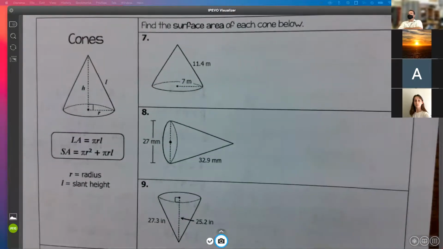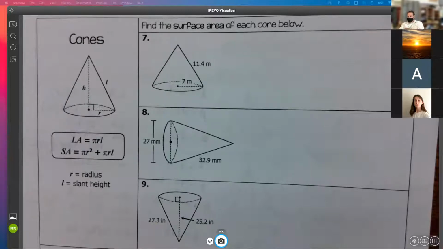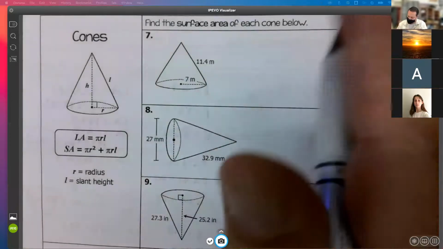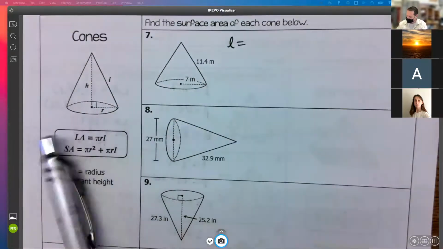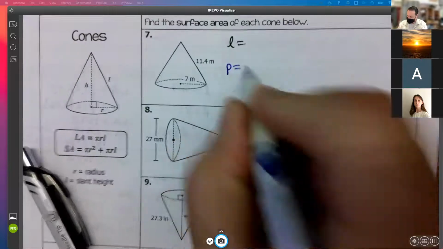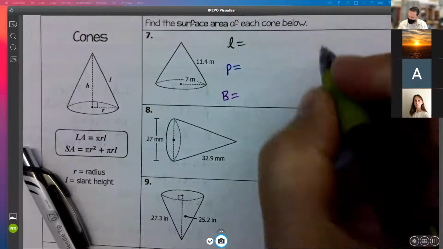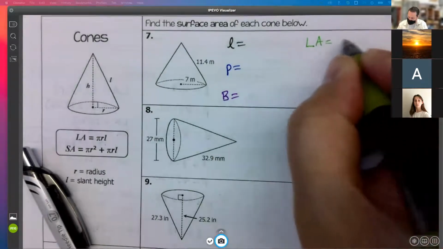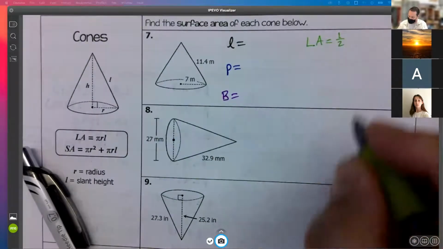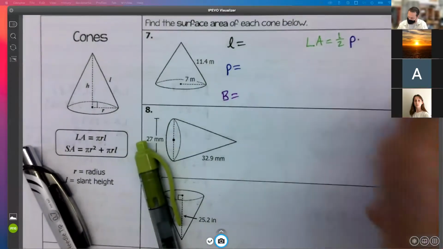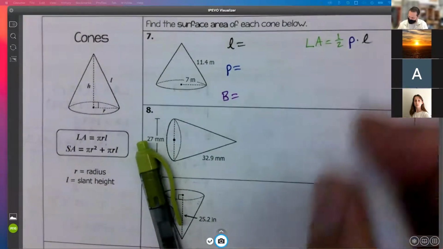Now, the second page is about cones. And are cones similar to pyramids? Not in a geometric way of similar, but just kind of sort of the same? They are. And in fact, we can use the exact same setup. We can say L equals, P equals, B equals, and that the lateral area equals 1/2 P times L, just like we did before.